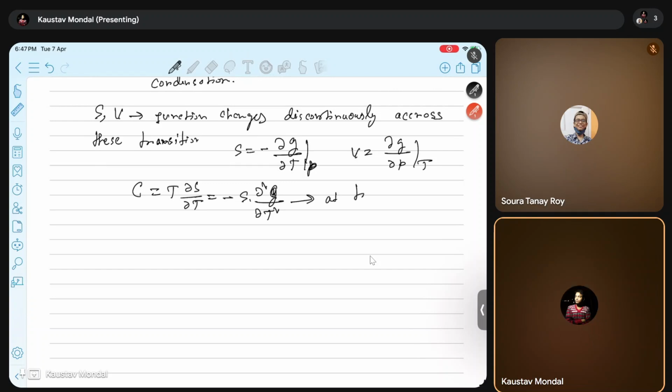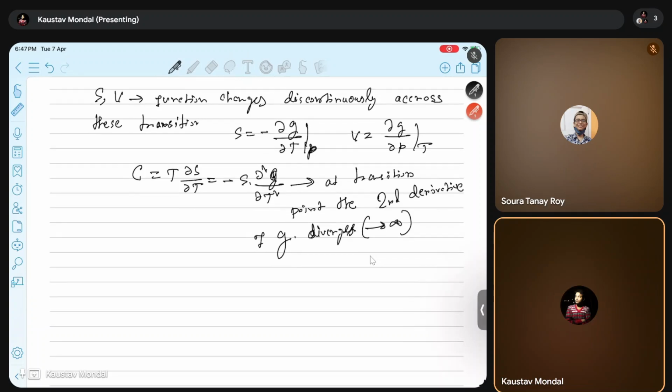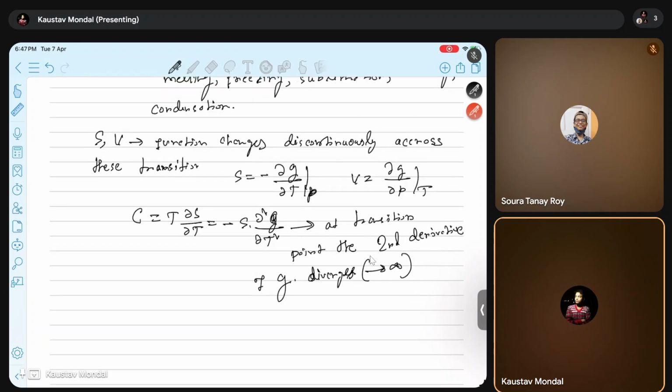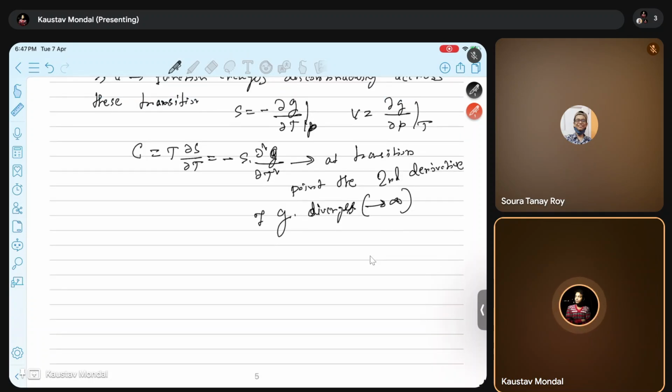At the transition point, the second derivative of Gibbs free energy diverges. Diverges means it tends towards infinity. So all of the quantities that are associated with second order derivative of Gibbs free energy during first order phase transition, those quantities will diverge at the transition points.